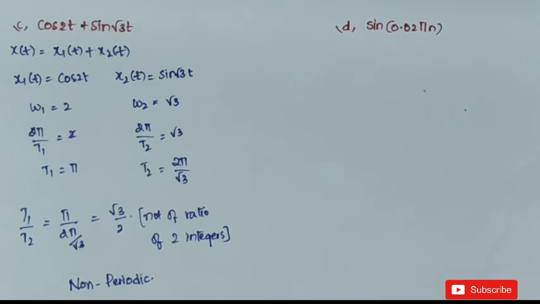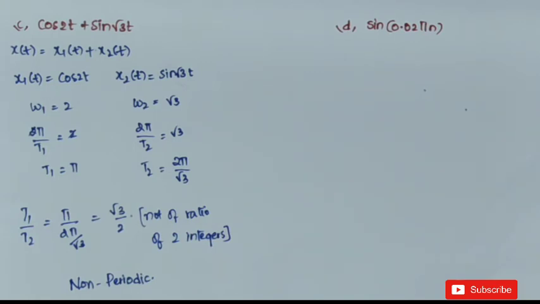x of t is equal to x1 of t plus x2 of t. Let us consider x1 of t is equal to cos 2t. Compare this with cos omega 1t. Since there are two functions, cos 2t and sine root 3t, to avoid confusion we are taking it as omega 1. Then omega 1 value is 2. We know that omega is equal to 2 pi by T. Here omega 1 is equal to 2 pi by T1. Therefore T1 is equal to pi.